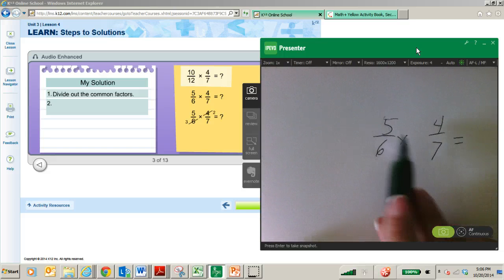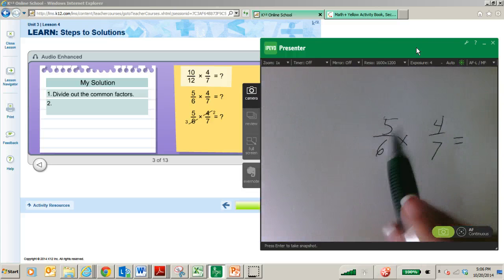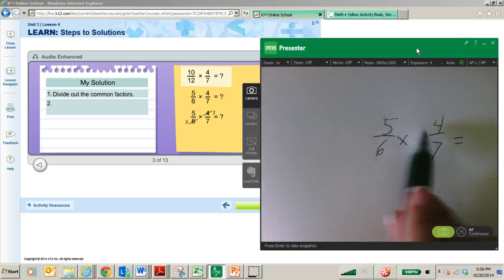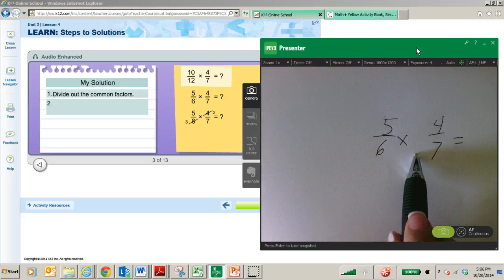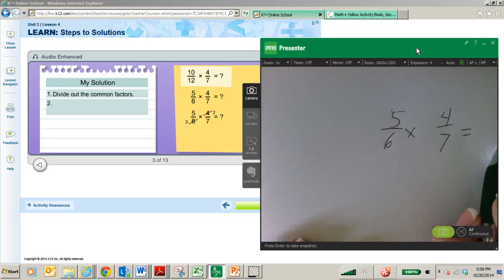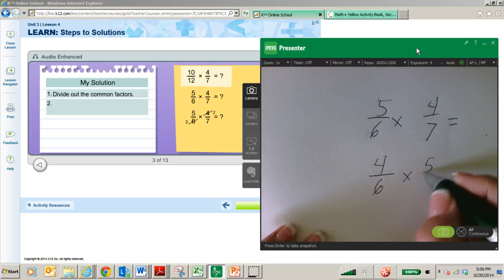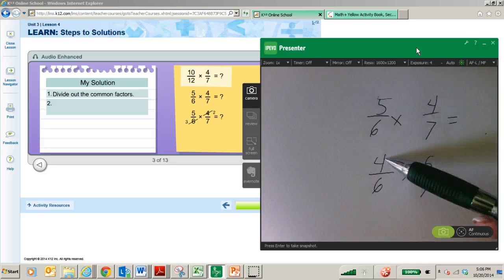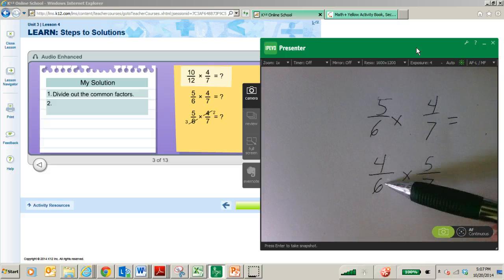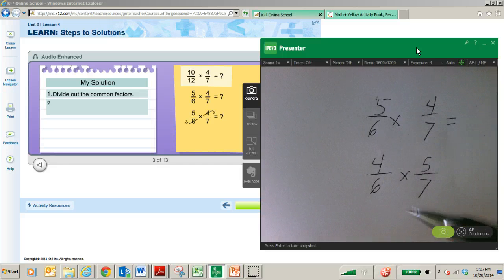What you can do, though, is remind students that just like when you add and multiply whole numbers, you can use the commutative property, which means you can switch things back and forth and it still is the same amount. So if we are multiplying the numerators and multiplying the denominators together, what if we switched them? What if we put the 4 over here and the 5 over here? And you can see that both of these numbers are divisible by 2. So that's why it works for you to cross simplify.